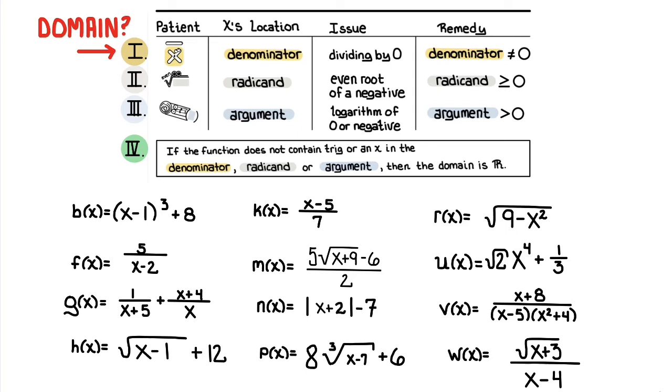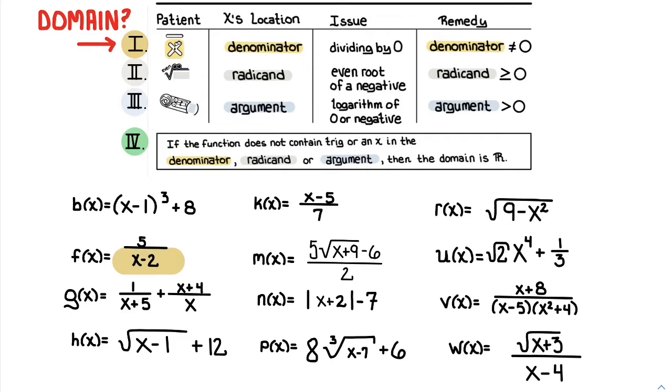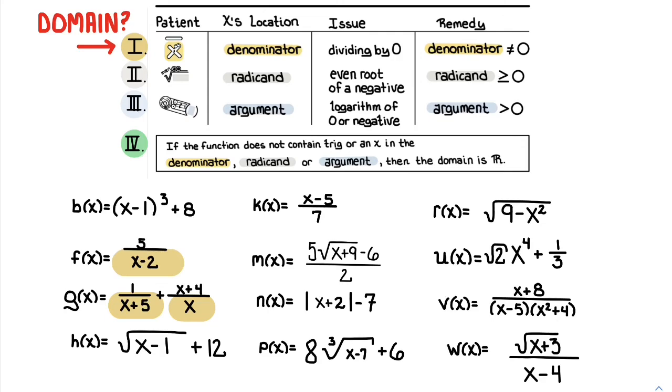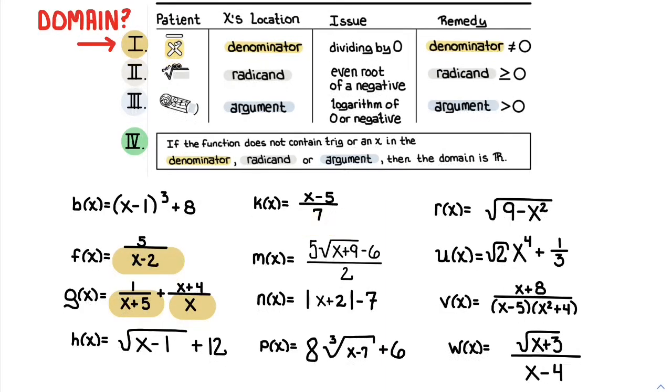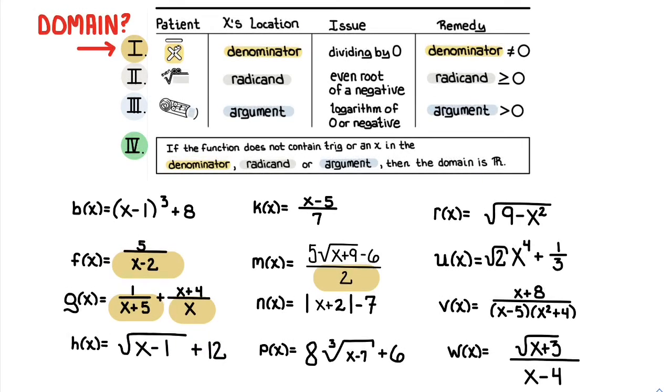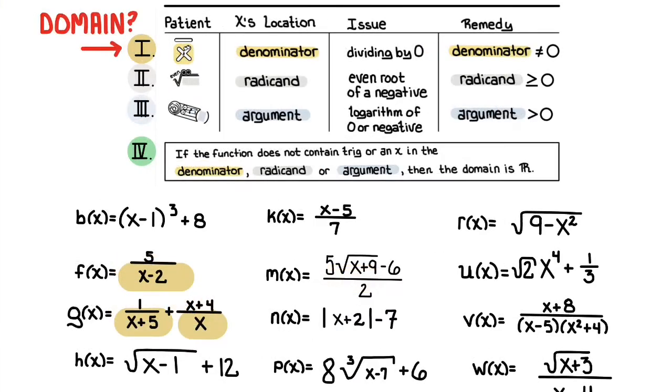Let's start by looking for all of the functions that have an x in the denominator. F of x has an x in the denominator, and so does g of x. We keep on looking. K of x has a denominator, but it's just a plain number 7. That's not an x, so that doesn't count. M of x also has a denominator, but there is no x in the denominator, just a number, so not m of x. Keep on looking.